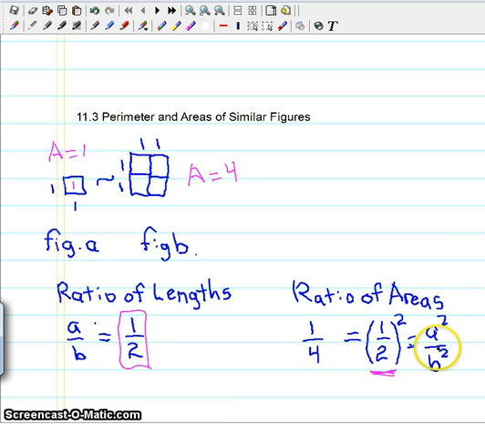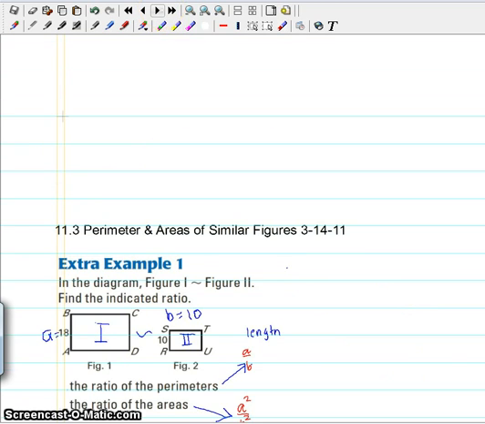So the concept is that the ratio of areas between similar figures, in order to arrive at it, you simply take the ratio of the lengths of two corresponding sides of the similar figures, and square them, and that will give you the ratio of the areas. So let's go try and put that to use.